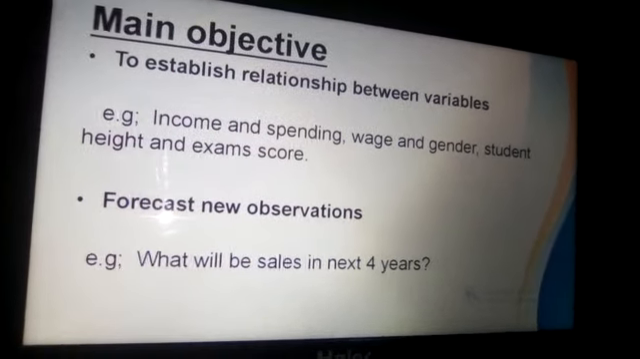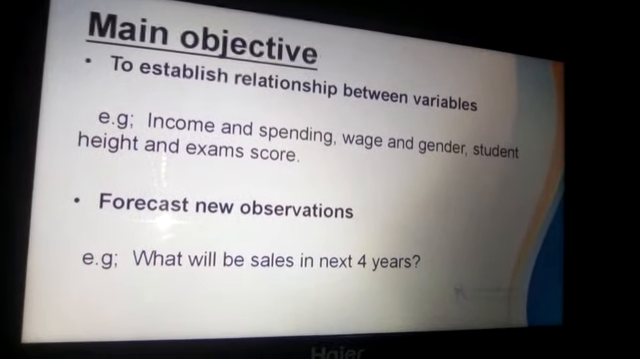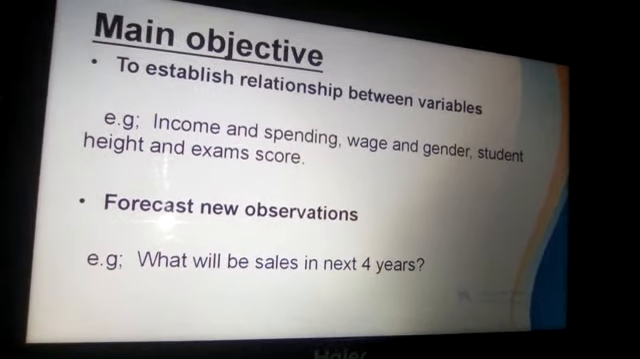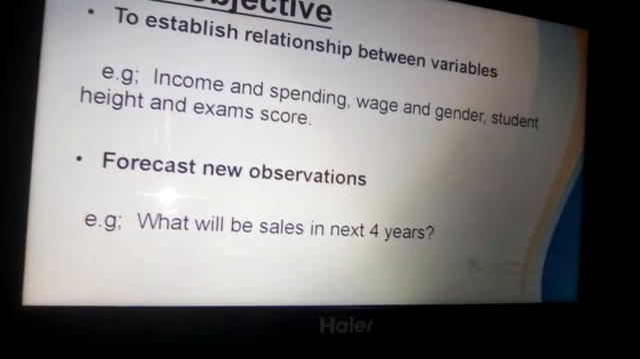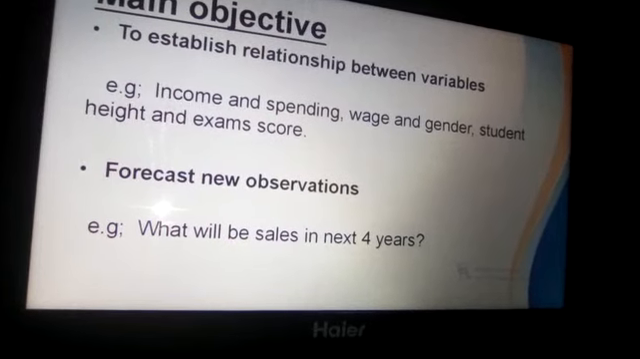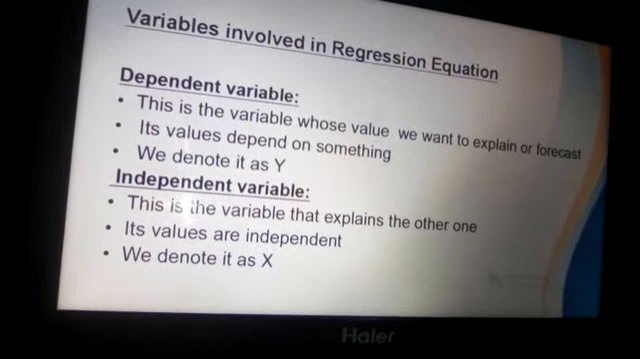Those variables can be income and spending, wage and gender, student height and exam scores, and many more. Variables can be anything, right? And the second objective is to forecast new observations. For example, what will be the sales in the next 4 years?